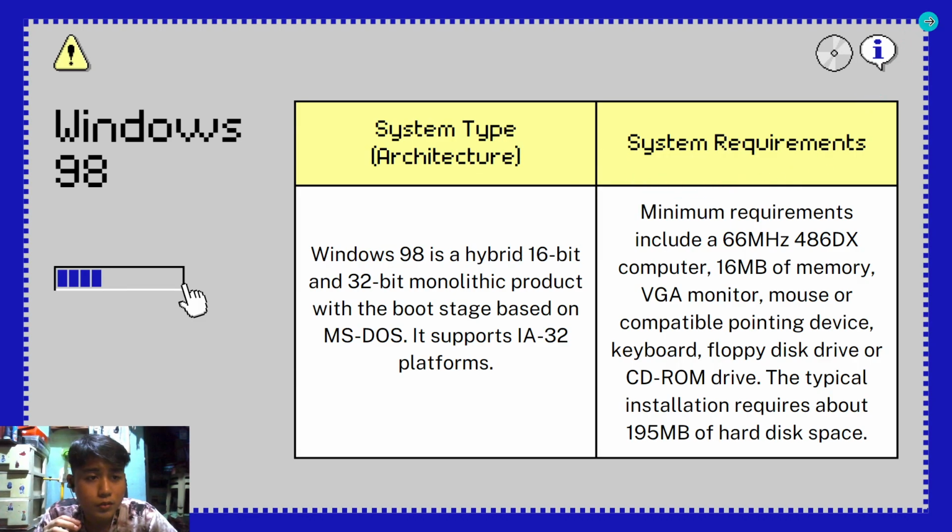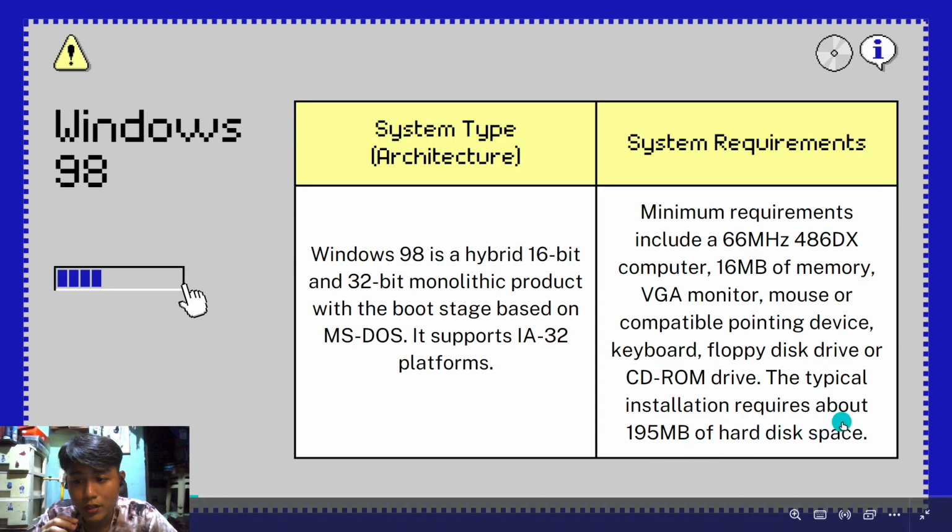The system requirements of Windows 98 are a minimum of a 66 MHz 486DX computer, 16 MB of memory, VGA monitor, mouse or compatible pointing device, keyboard, and floppy disk drive or CD-ROM. The typical installation requires about 195 MB of hard disk space.